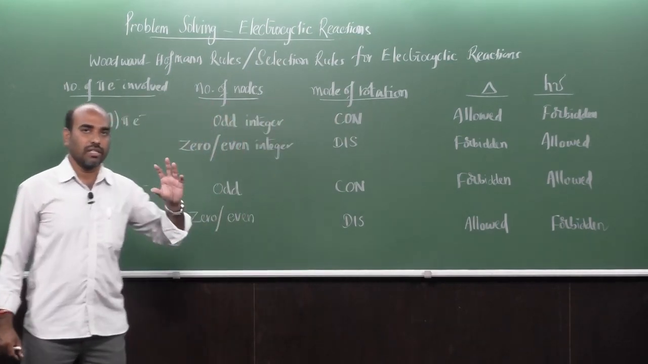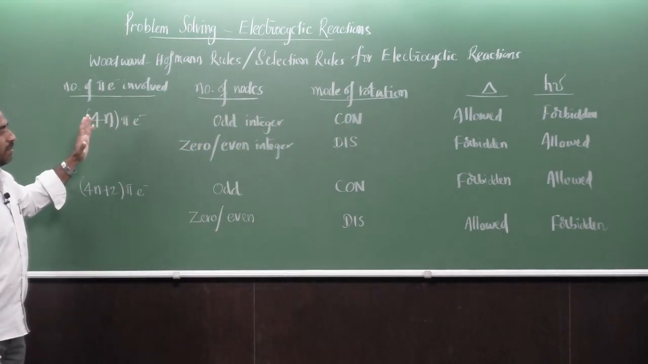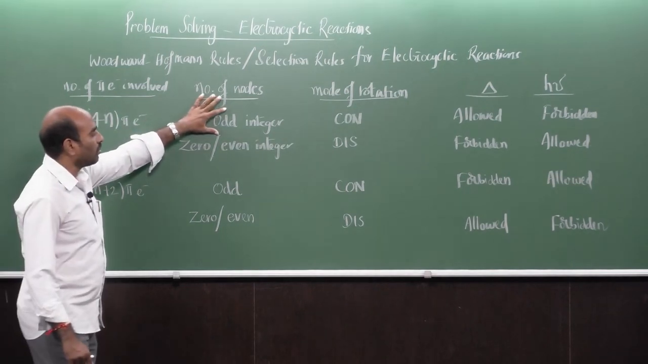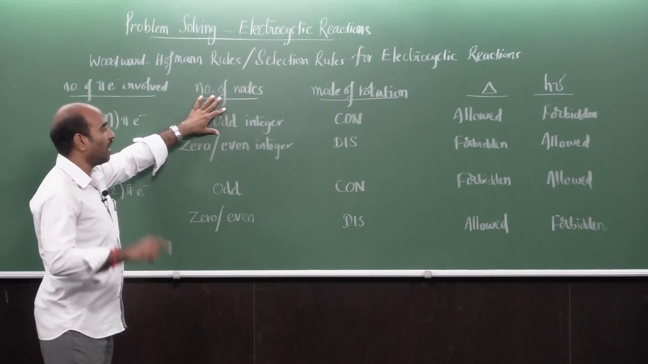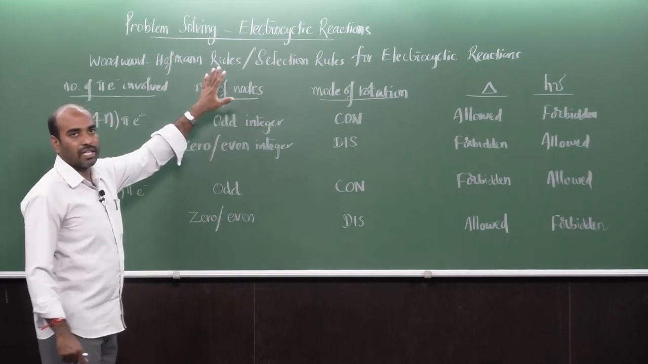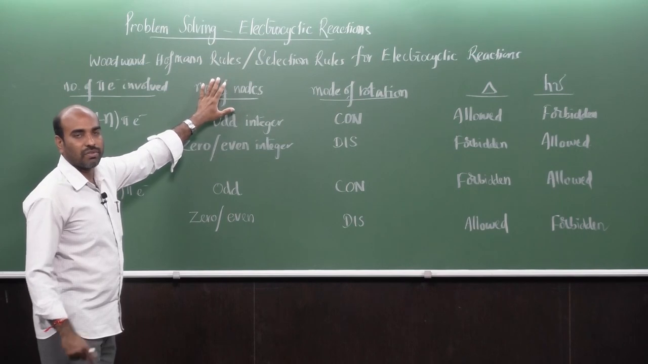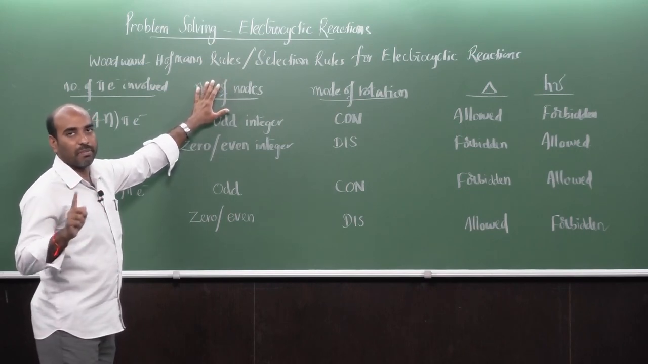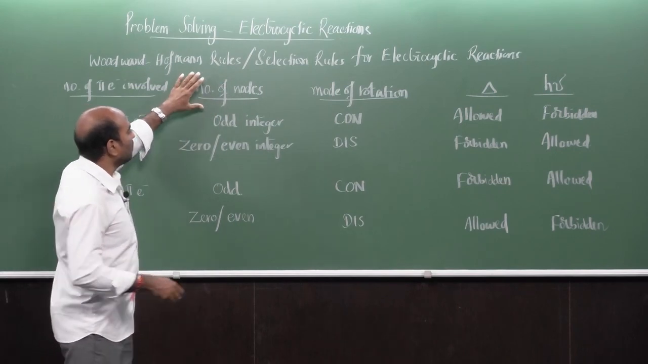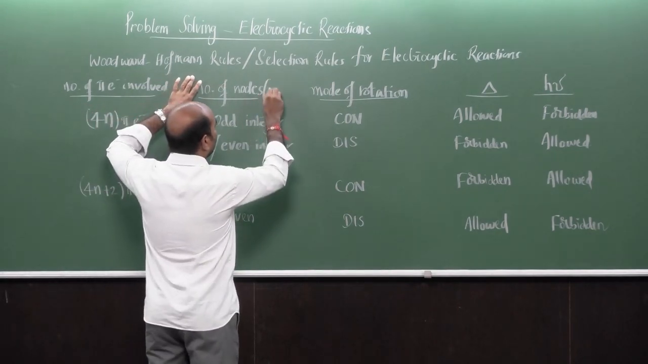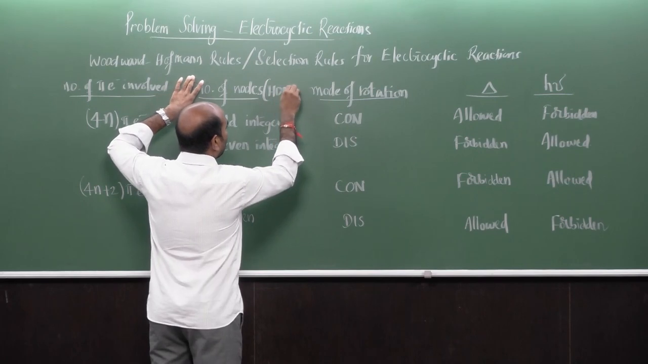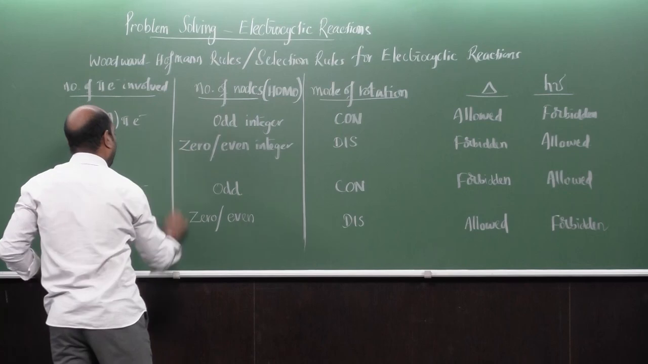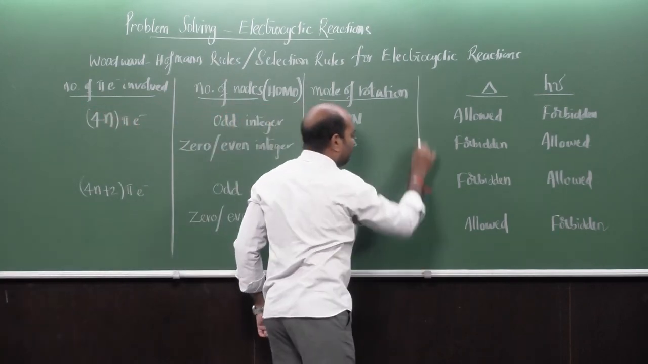So please keep it in mind that for a 4n electron system, if the number of nodes is odd in the homo molecular orbital, so we are not bothering about the number of nodes in the other molecular orbitals if you are following the FMO method, right. So the number of nodes for the homo molecular orbital, let us be specific. So this is for the homo molecular orbital, right.